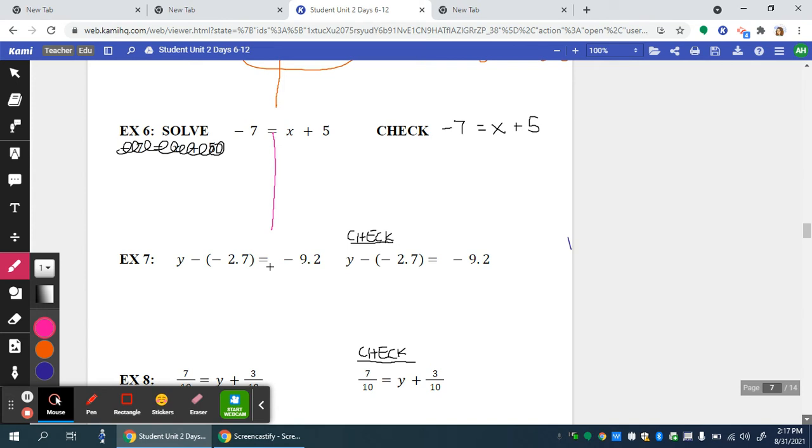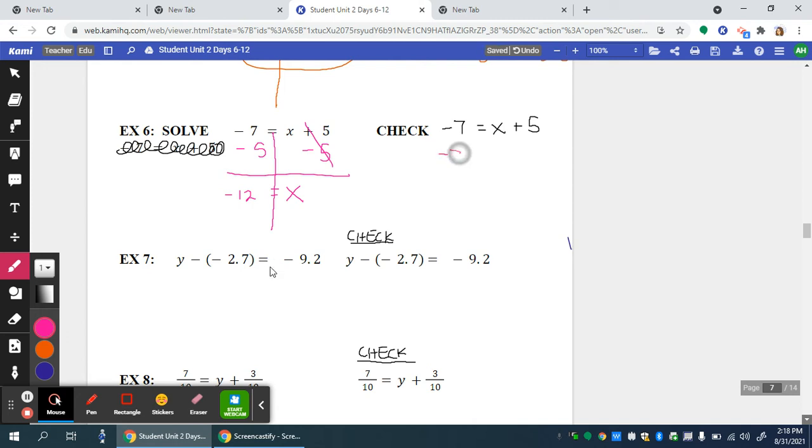So this positive 5 is what's keeping my x from being isolated. So I have to subtract 5 from both sides. That cancels those out. We're left with x isolated, yay. Negative 7 minus 5, so we're going more negative, all the way to negative 12.